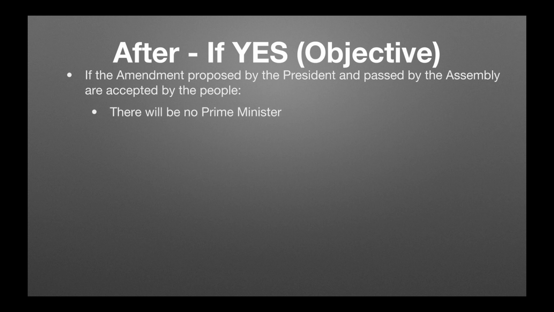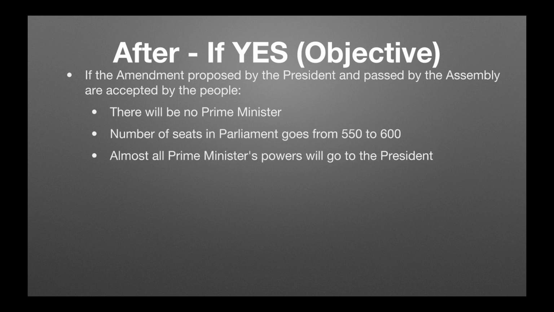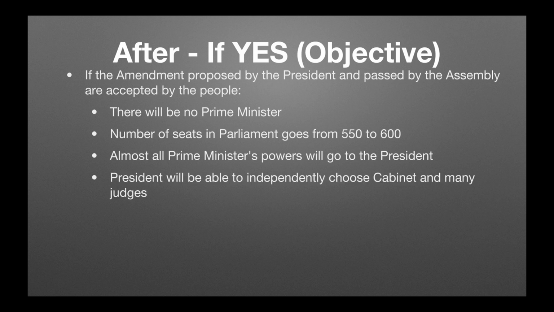Now let's go over what would objectively happen if the referendum passes. There will be no prime minister, and the number of seats in parliament would go up from 550 to 600. Almost all of the prime minister's powers will go to the president. The president will be able to independently choose the cabinet.